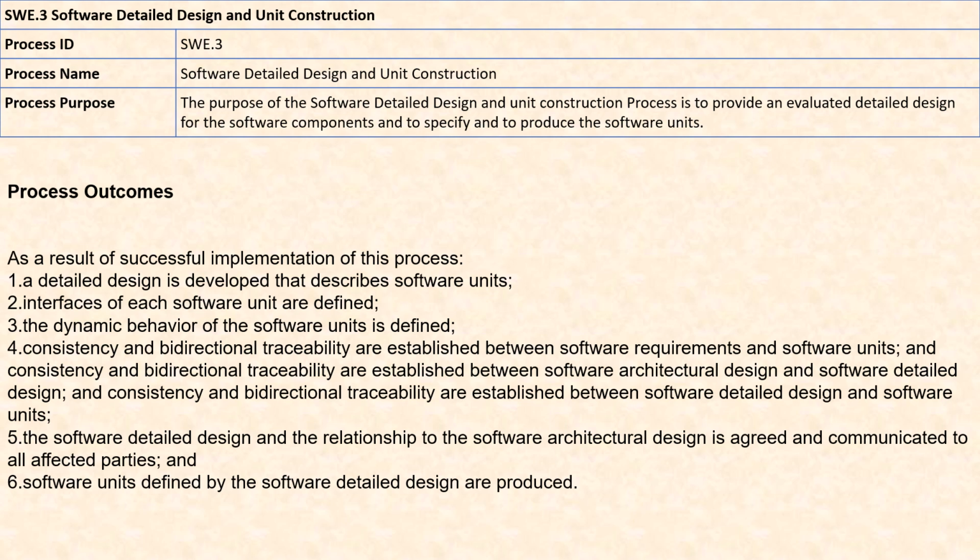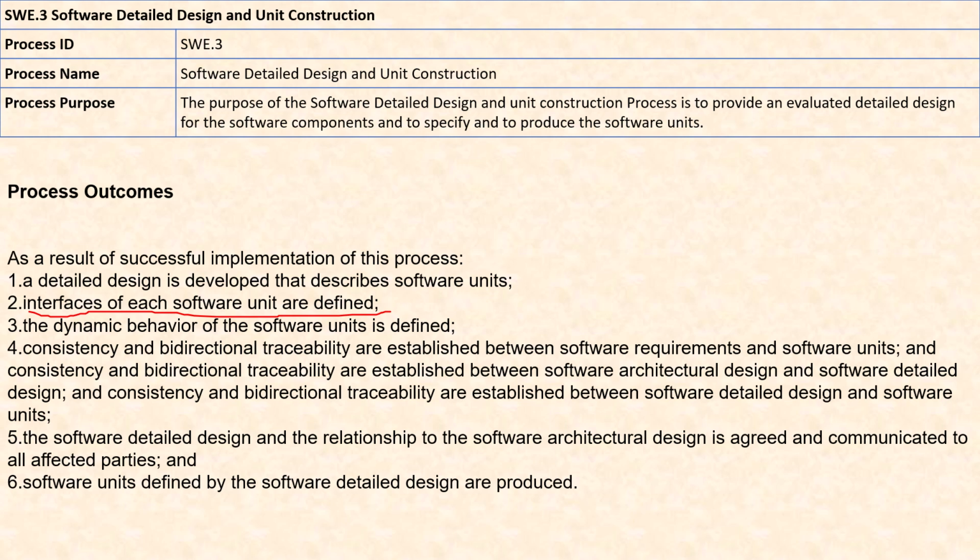Okay, let's further elaborate. As a result of the successful implementation process, what are the various process outcomes? As a result of this, the detailed design is developed that describes software units, and interfaces of each software unit are defined. Interfaces of each software unit are designed, and next the dynamic behavior of software units is also defined, and of course the consistency and bidirectional traceability. Next comes the important part.